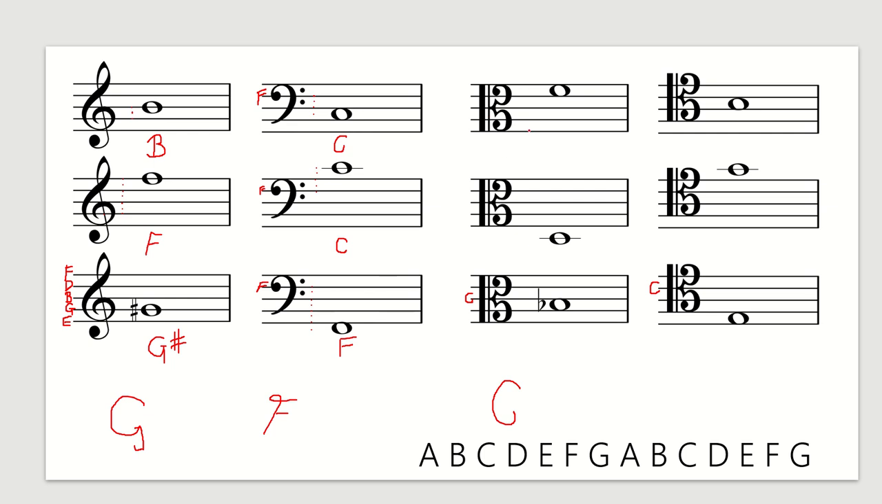Let's try this one. So we are now in one of our C clefs, so we know that this note is going to be C. This is an alto clef. So C, D, E, F. So this is the note F. Let's go down the other way. So this is the note C. C, B, A, G, F, E, D. So this is the note D.